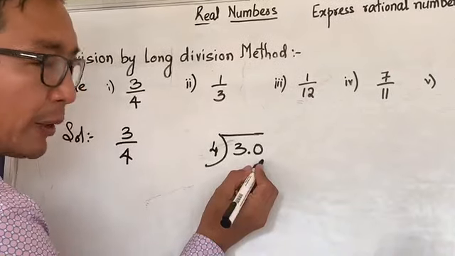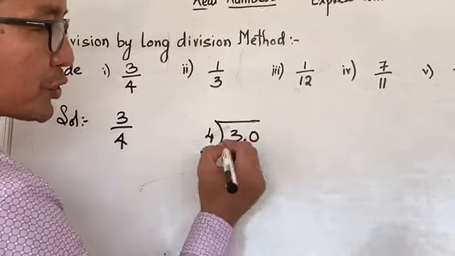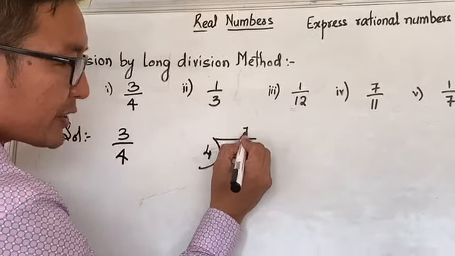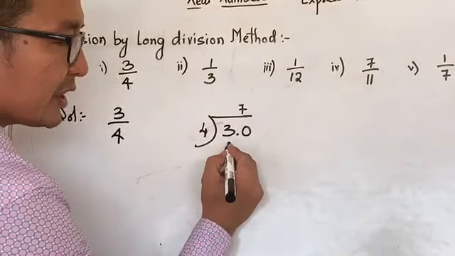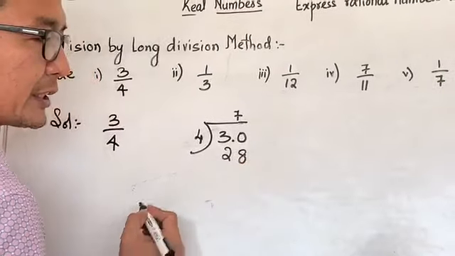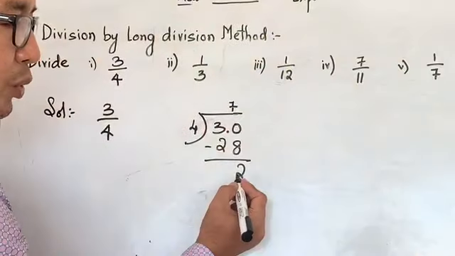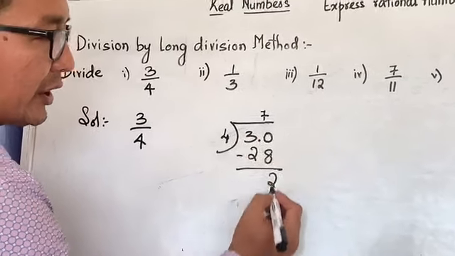So 4 into 30. 4 sevens are 28. So we subtract 30 minus 28, so 2. The remainder is 2.